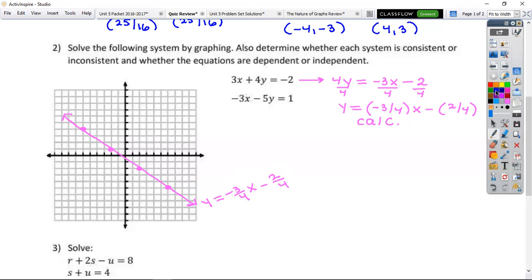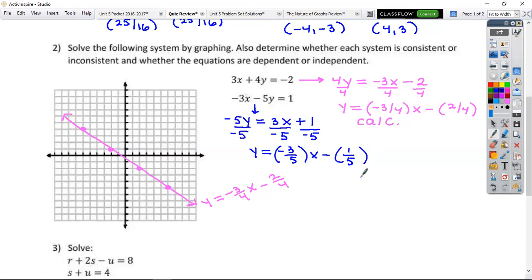Now I take my second line, solve it for y equals as well. So I would have a -5y equal to a 3x plus 1. And then I'm going to divide by -5 all 3 of these. So divide everything. I get y is equal to -3 divided by 5. And again, I'm writing it how you would type it in the calculator, and then -1/5. And we are looking for a point of intersection here.